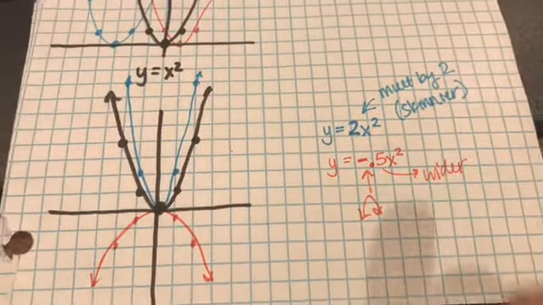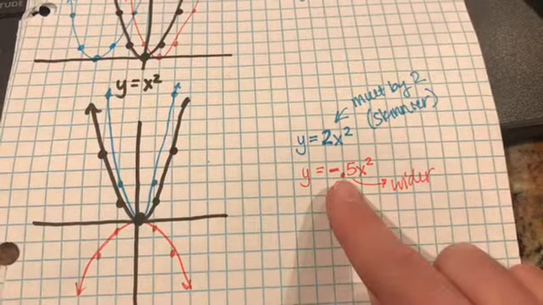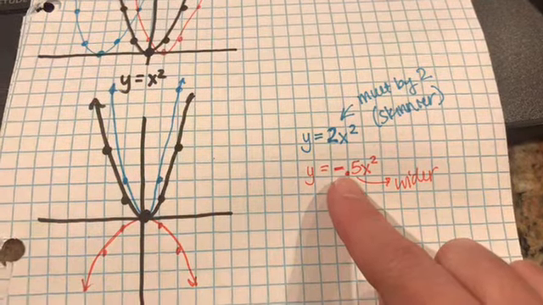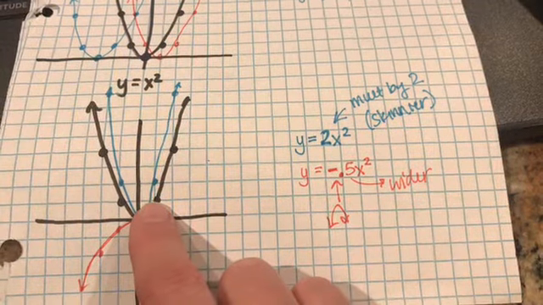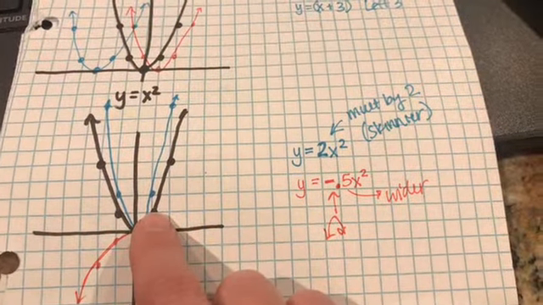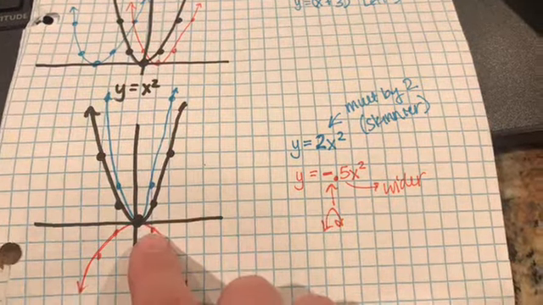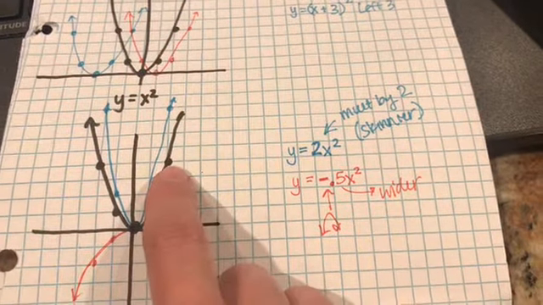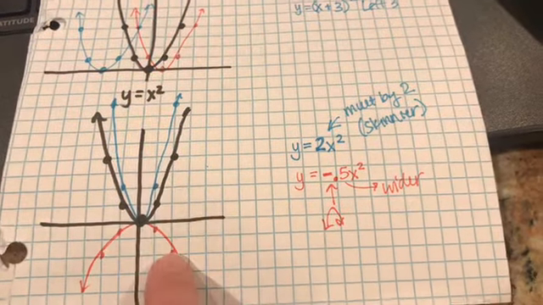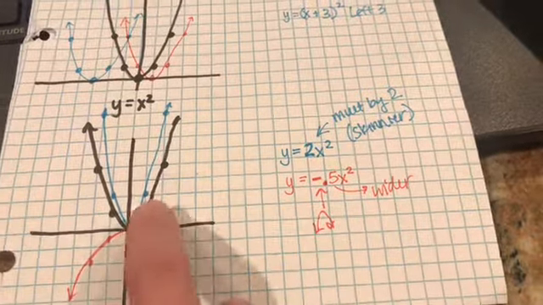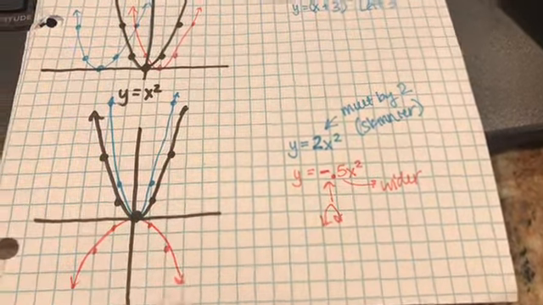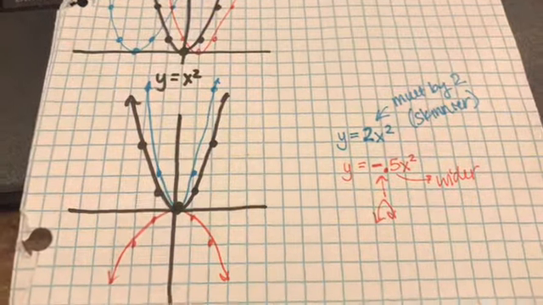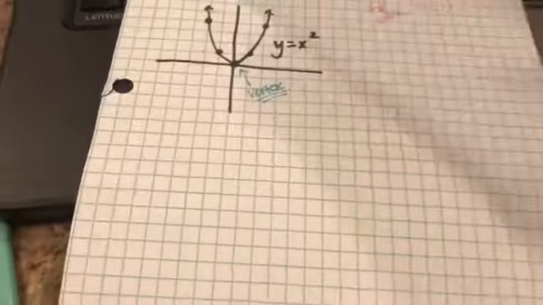If you multiply by a negative in front of the x squared, and this is a negative 0.5, it takes all these black dots and it multiplies them by negative 0.5. So 1 times negative 0.5 is negative 0.5. 4 times negative 0.5 is negative 2. So basically you take all these black dots and you multiply them by negative 0.5, and that makes it a wider graph, which is upside down.